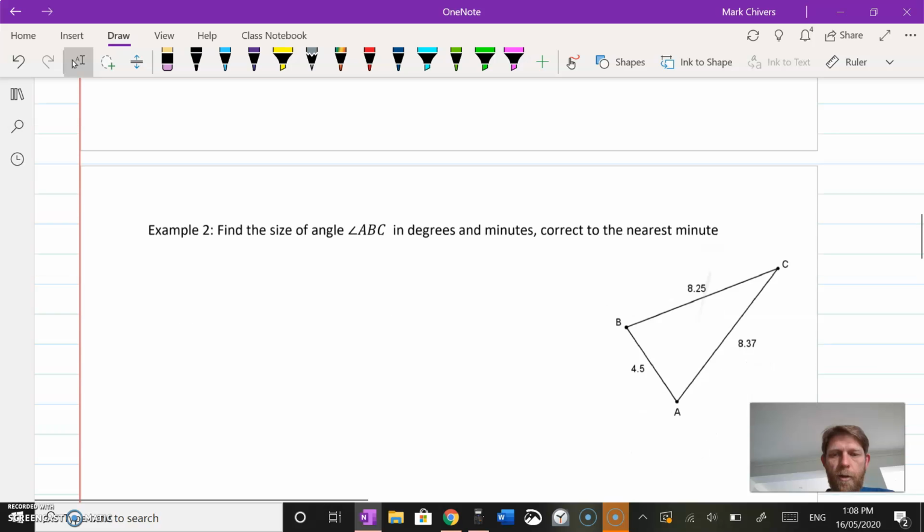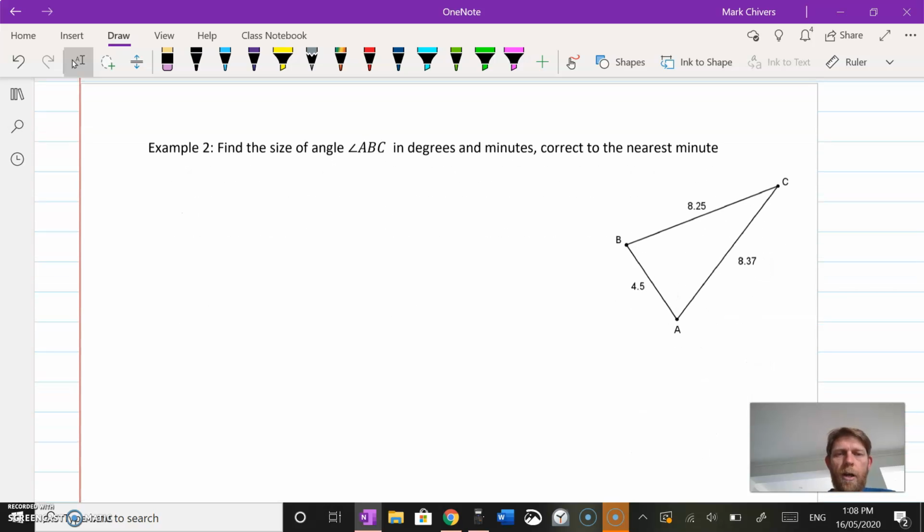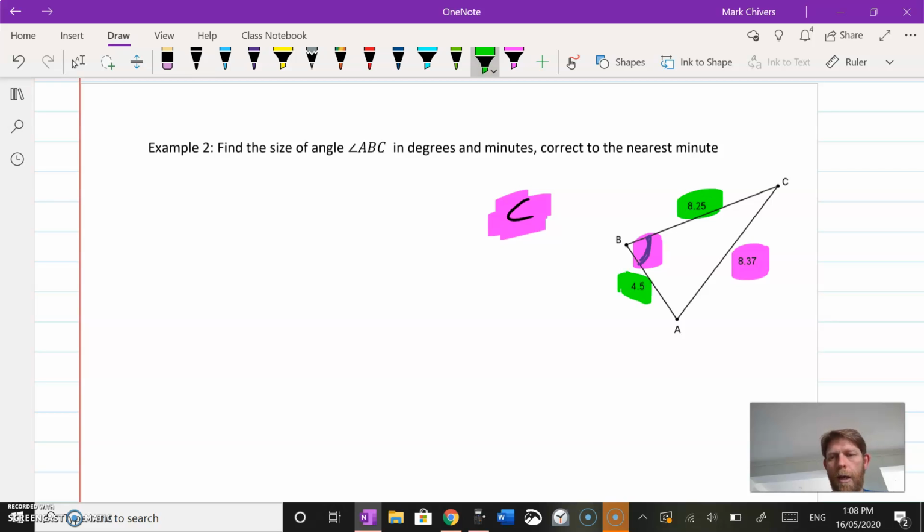Okay, so we'll move on to the next one. Find the size of angle ABC in degrees and minutes. So ABC, that's my angle there that I'm interested in. Which means that this is the angle and side that are opposite, so they're going to be my C, right? And then this here, there's my angle and my two sides in the included angle. That's my two sides, which are the A and the B.